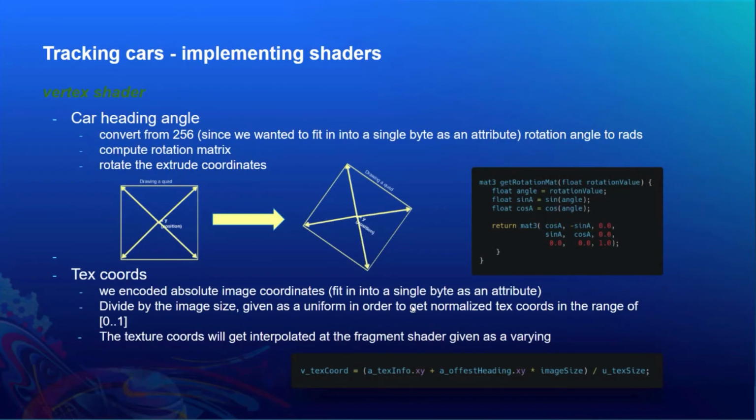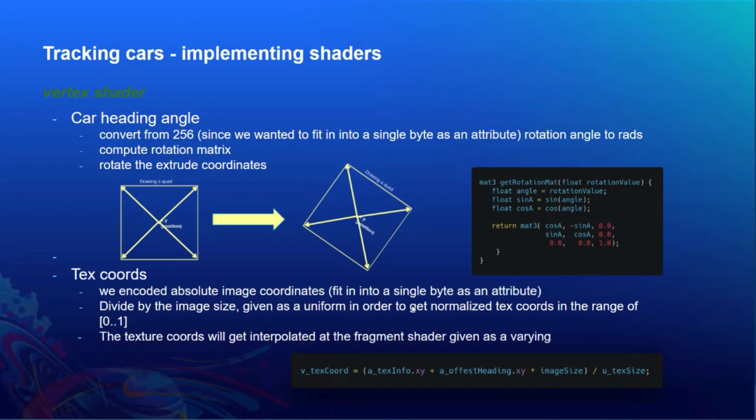We also need to deal with the rotation. Remember that we packed the heading as a value which spans between 0 and 255. So we have to convert that value back to radians in this case. And then we use that to compute a rotation matrix, a 3 by 3 rotation matrix. We simply compute the sine and cosine of the angle. And that will be used in order to multiply the extrude part and rotate the car to the right heading direction.